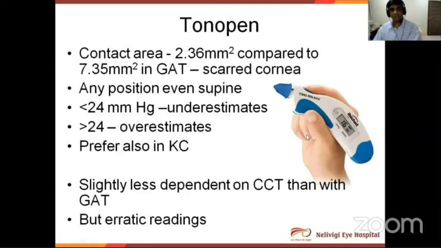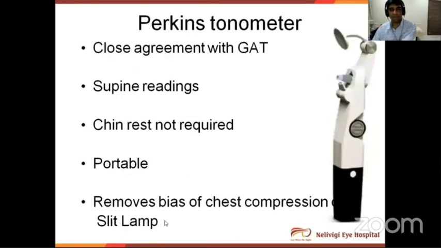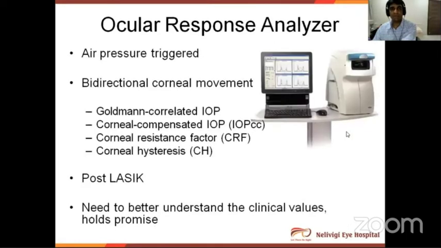Apart from the Goldmann applanation tonometer, we have quite a few other tonometers available, namely the Tonopen, which is helpful in scarred corneas, and it can be used even in a supine or a standing position. However, there is a lot of overestimation and underestimation with 24 millimeters of mercury as the cutoff. It is also one of the preferred methods of measurement in keratoconus, but sometimes the readings can be pretty erratic. The Perkins tonometer is in close agreement with the Goldmann applanation tonometer and follows the same principle. However, since it is handheld, it can be slightly prone to errors.